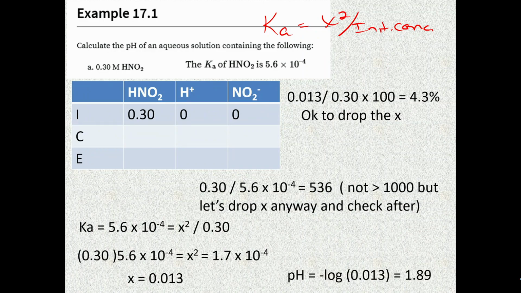So now I can use that X and find the pH. So a 0.3 molar solution of nitrous acid has a pH of 1.89. It's pretty acidic.